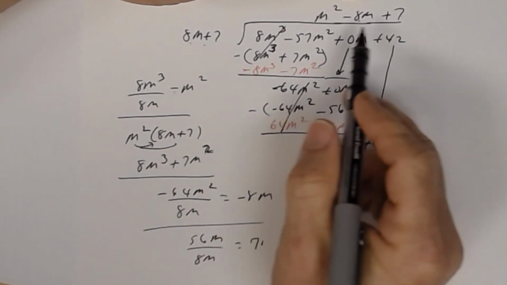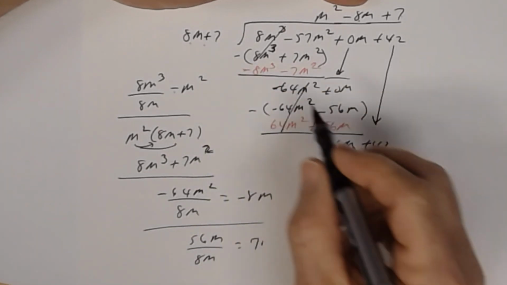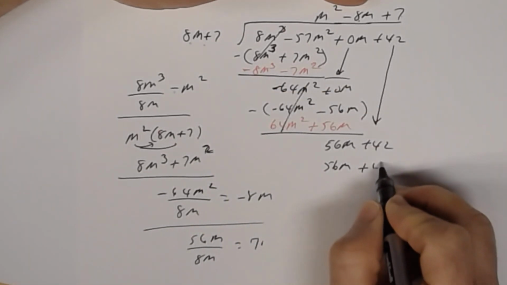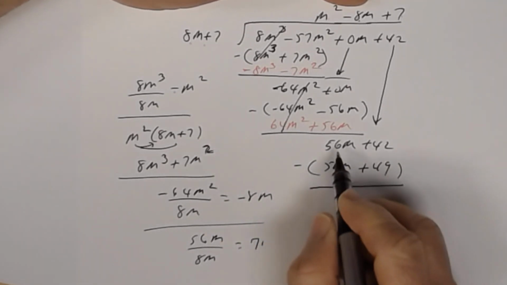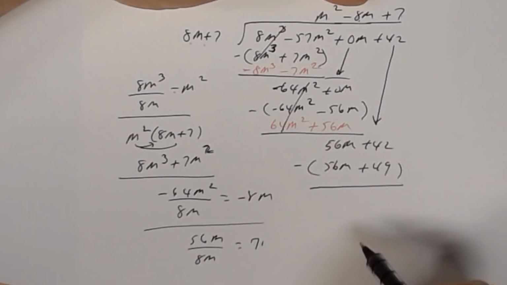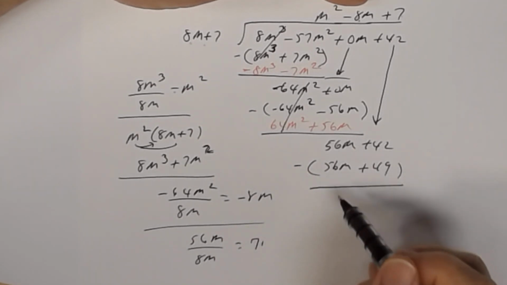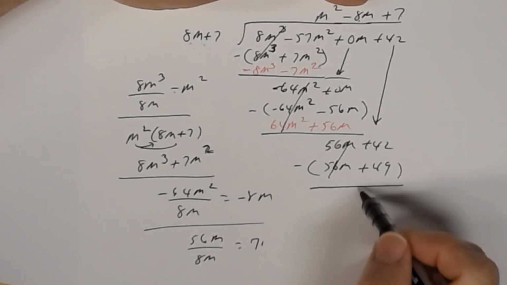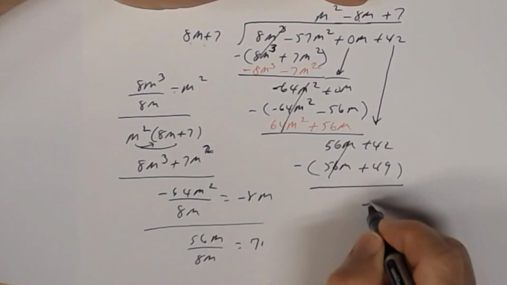Now we multiply. 7 times 8m is 56m. 7 times 7 is 49. Then you subtract. Remember, if this was written correctly, then these two have to be the same. Now 56m minus 56m is 0. 42 minus 49 is negative 7.